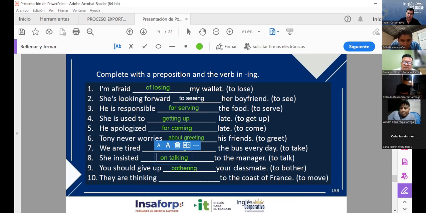They are thinking. You can say they are thinking of moving, or they are thinking about moving. They are thinking of moving. They are thinking about moving. Thinking of moving. Thinking about moving. They are thinking about moving to the top of France.